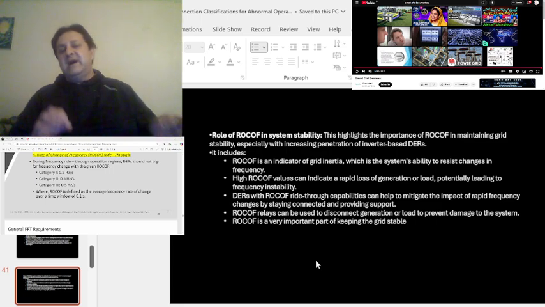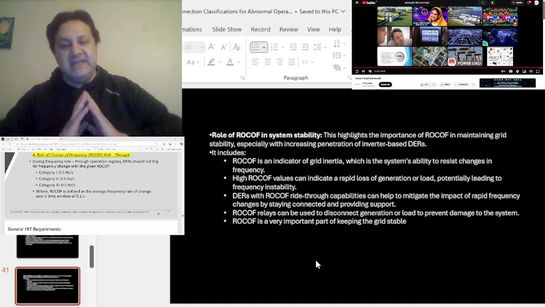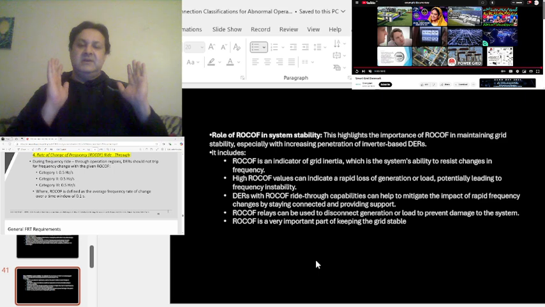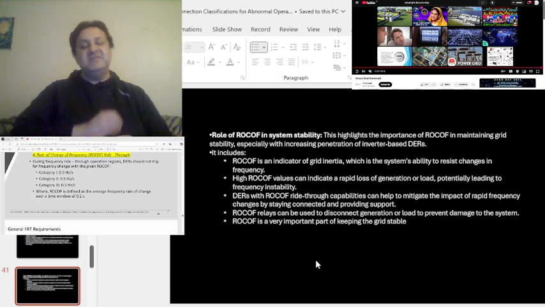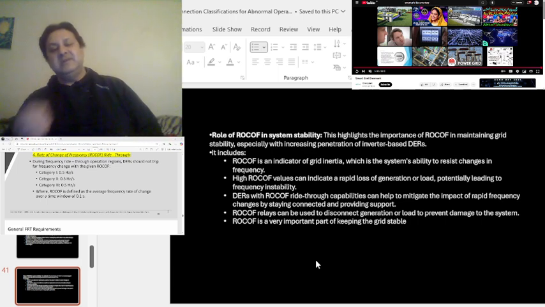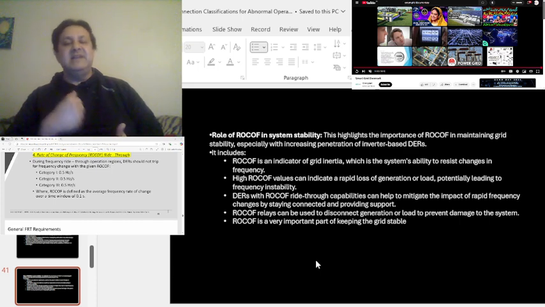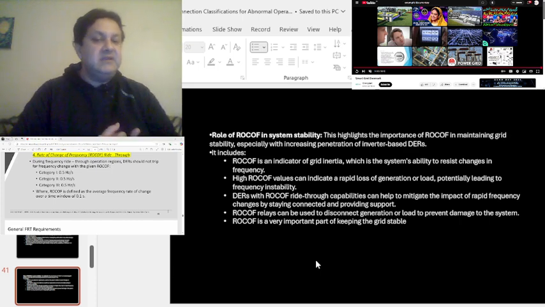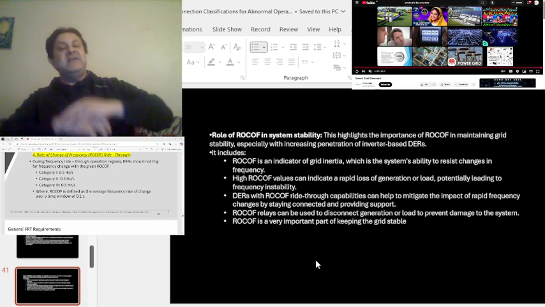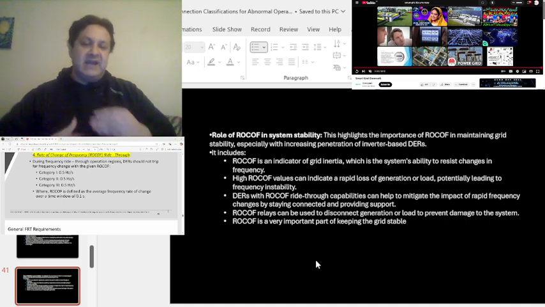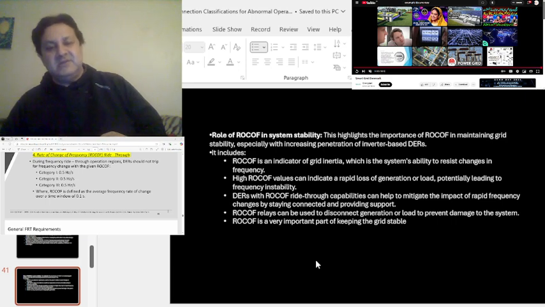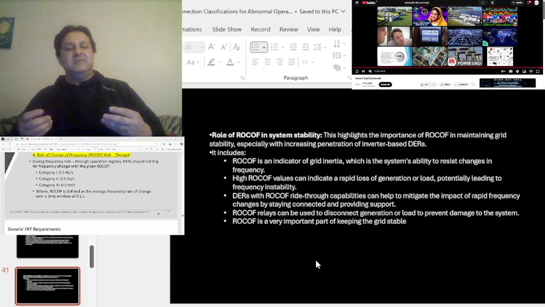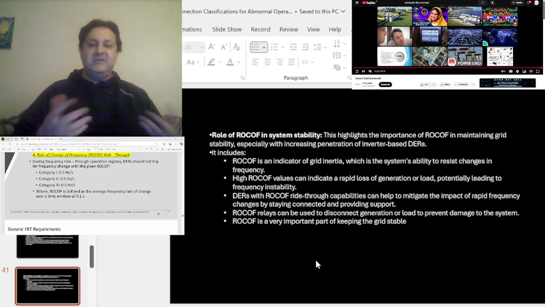So ROCOF is an indicator of grid inertia, because the grid has inertia, of course, which is the system's ability to resist changes in the frequency. Because if the frequency wants to change from one value to another, there is inertia that will stop it. So rate of change of frequency is also an indicator of grid inertia. High rate of change of frequency values can indicate a rapid loss, because if the frequency changes very fast, there is a chance of loss of generation or load, potentially leading to frequency instability.